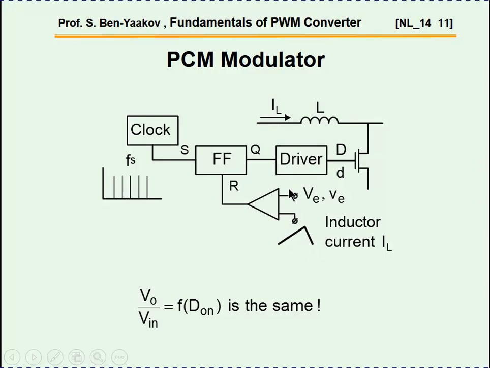We are comparing two voltages. Once this voltage reaches the value of V sub E here, the comparator will change the state at the output, and it'll reset this flip-flop, turning off the transistor. So the current starts to rise at the beginning of the pulse and stops when the voltage equivalent to the current reaches V sub E. This duration here is the D on, the T on of the transistor. So this is entirely different.